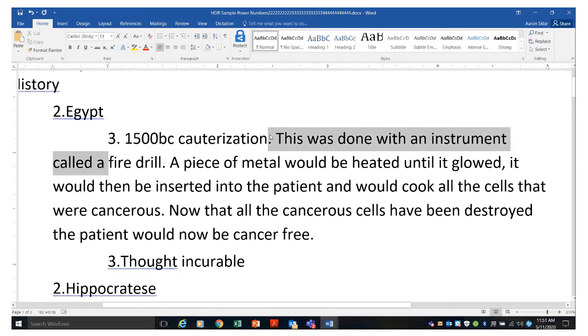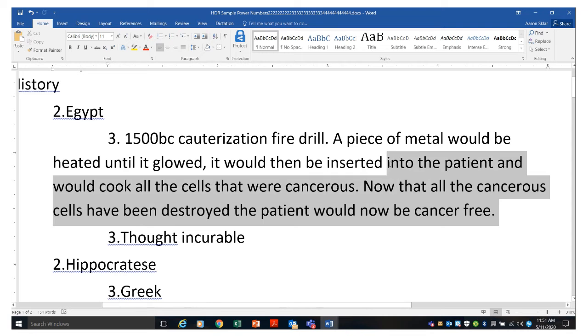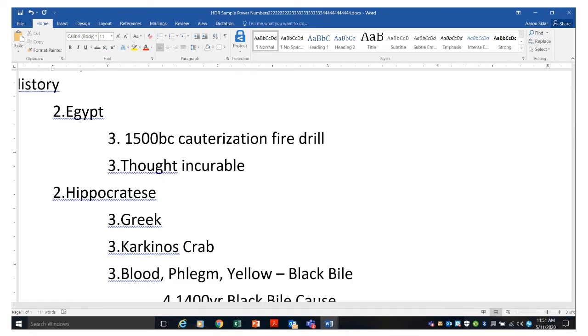And everything else I read is quite graphic, and I don't think I'm going to forget that. So when I go to expand, I can probably just leave it as 1500 BC cauterization fire drill. All right, and then I've squished it down to like 111 words total. And I only have 1, 2, 3, 4 words here. Now, one of the things that is causing me to have extra words is that this 3 counts as a word on its own. Of course, that's not fair because your numbers shouldn't count for words in your 100 words.